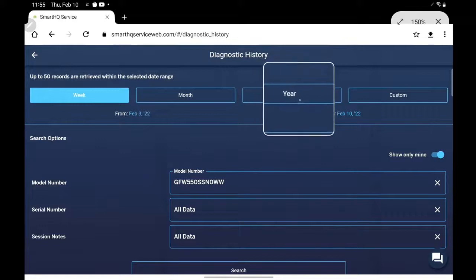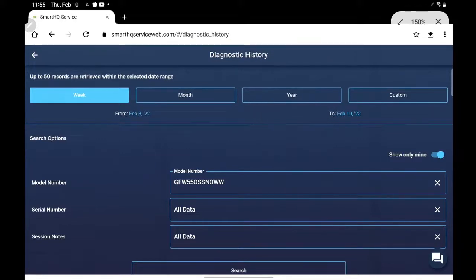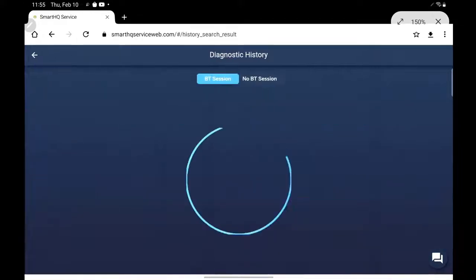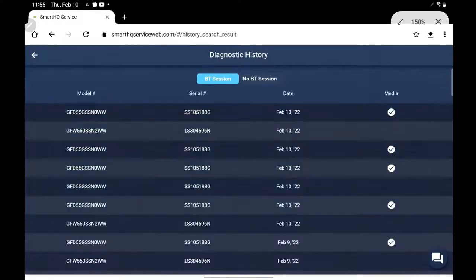So this data is going to be, again, permanently stored in the cloud. In this case, I'm going to cross out this model number because I want to look at all the data, and I'm going to click Search. Now, when I click on that, take a look at this. Right here, I have all the different models that my service team has been working on.